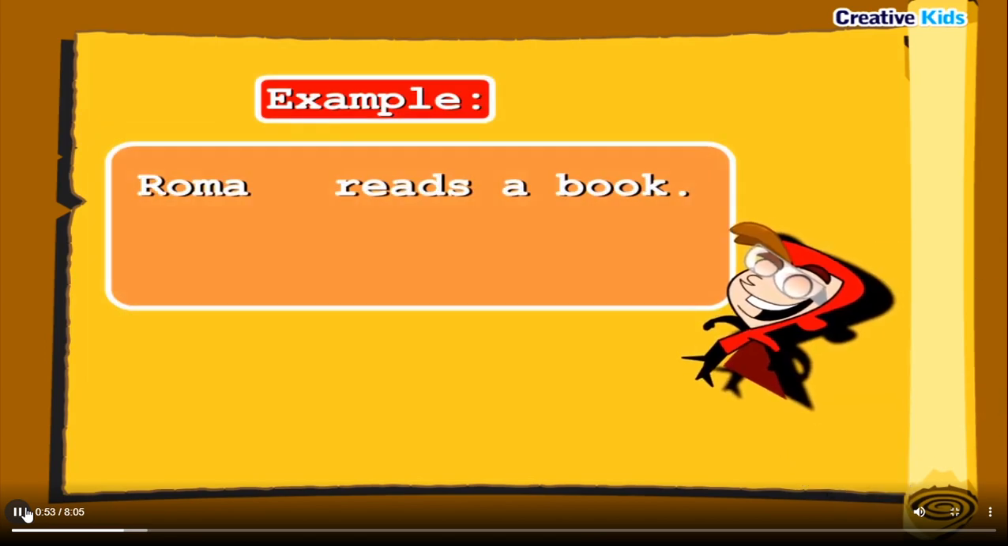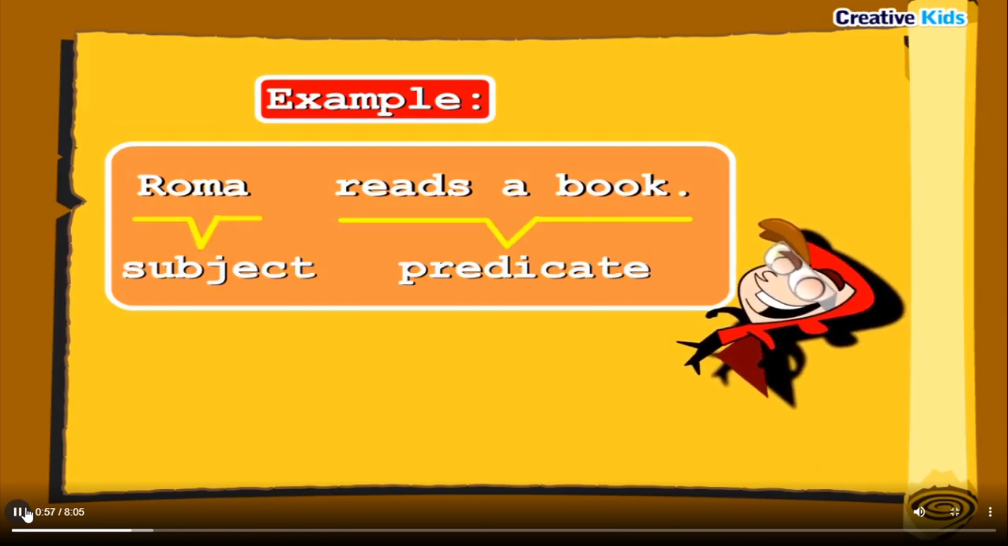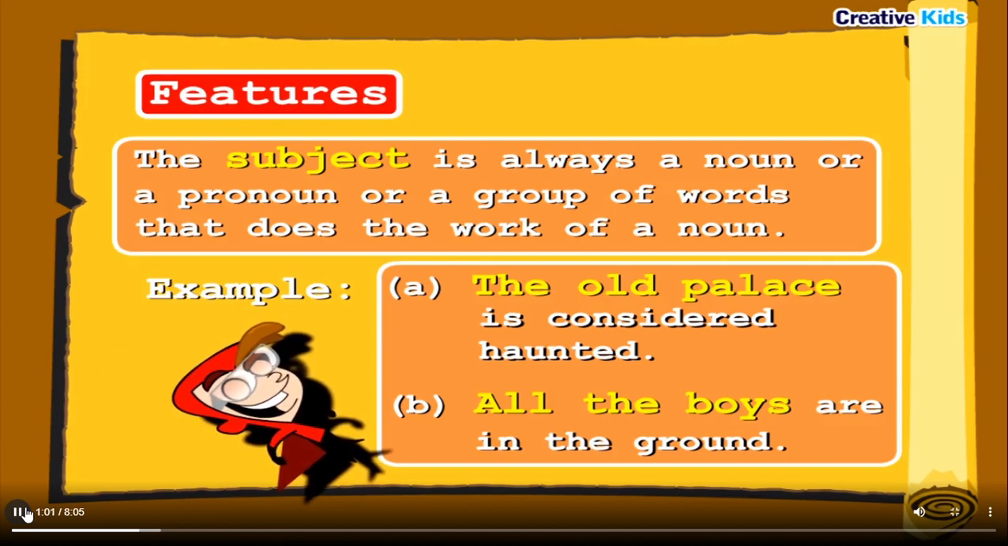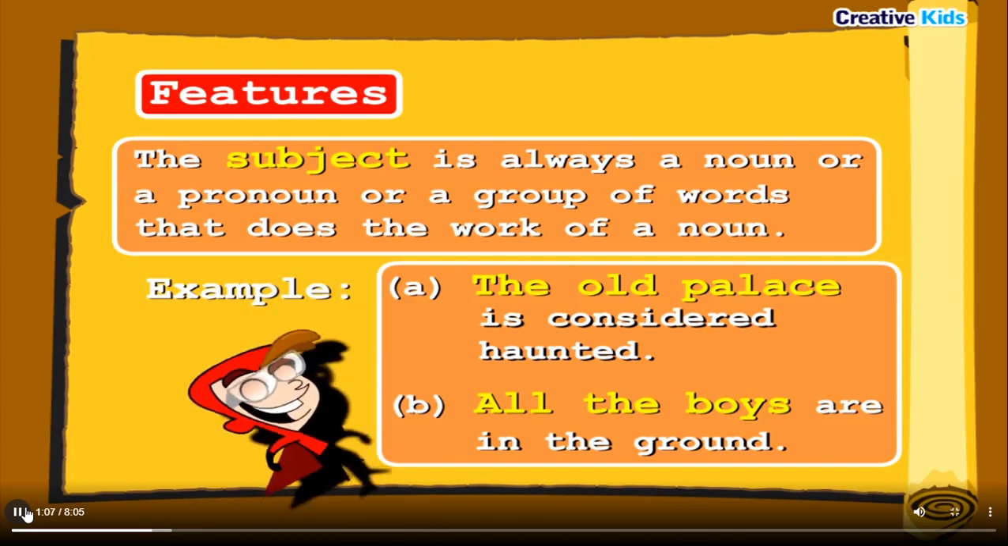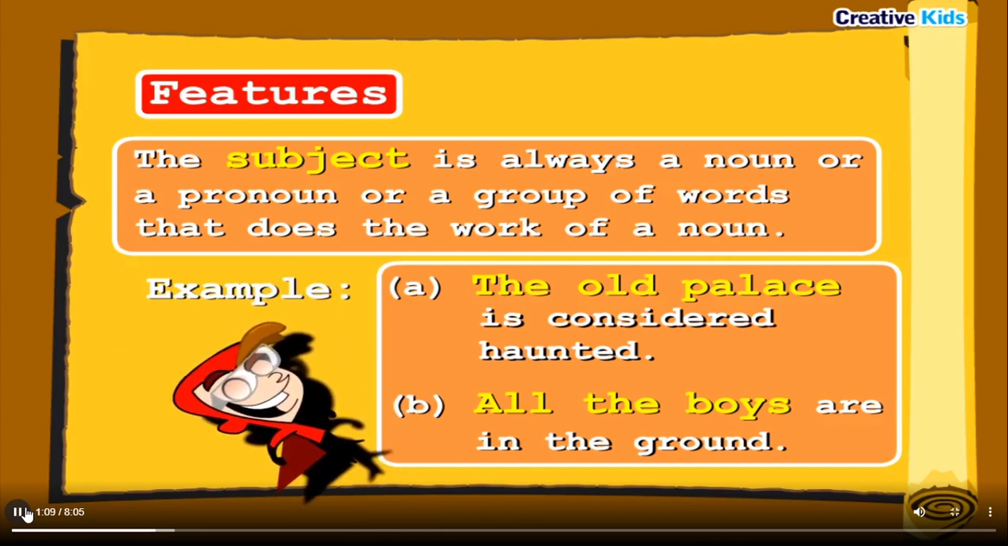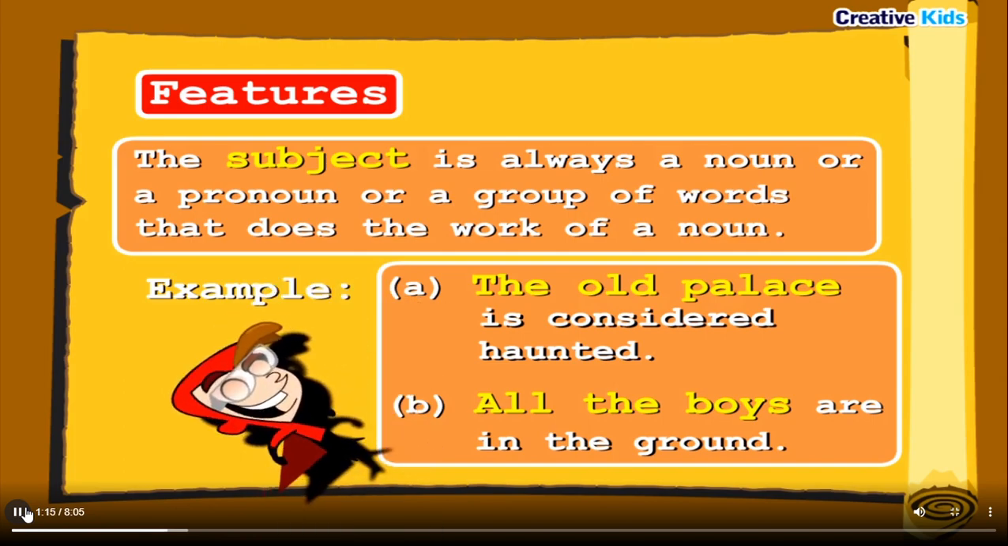Example: Roma reads a book. Roma, subject; reads a book, predicate. Features. The subject is always a noun or a pronoun or a group of words that does the work of a noun. Examples: The old palace is considered haunted. All the boys are in the ground.